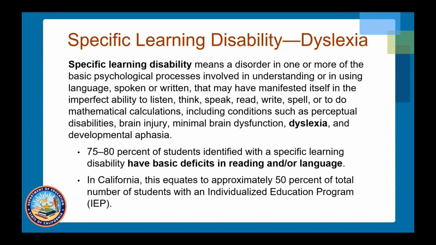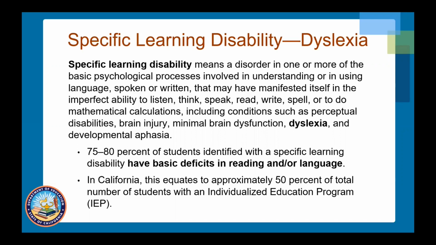Dyslexia is also addressed in federal and state education code. It falls under the category of specific learning disability, as you can see in this definition from the Individuals with Disabilities Education Act. The eligibility category for special education services is specific learning disability. This is what you typically see on special education paperwork. IDEA cites dyslexia as one type of specific learning disability.